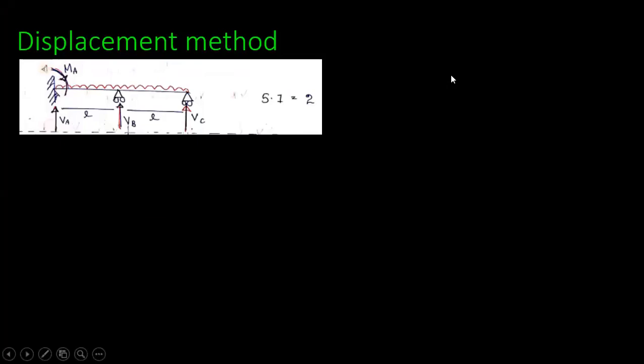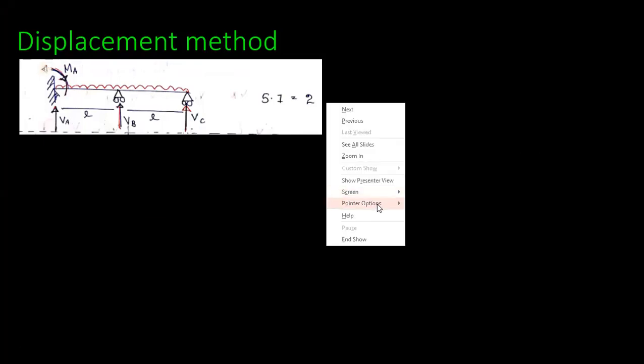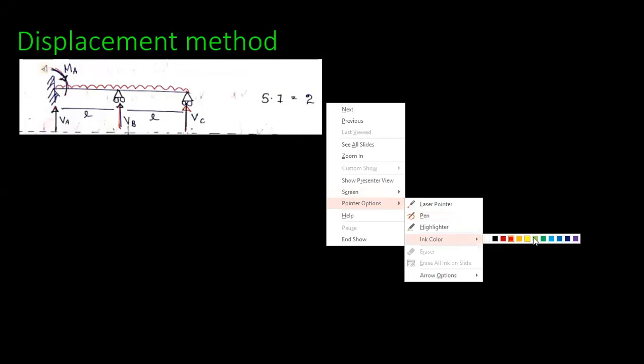So now we are moving to the displacement method example, right? You can see the same example we did for the force method. Here in the displacement method, we do not need the statical indeterminacy. We need kinematic indeterminacy, right? Here, how much is the kinematic indeterminacy?